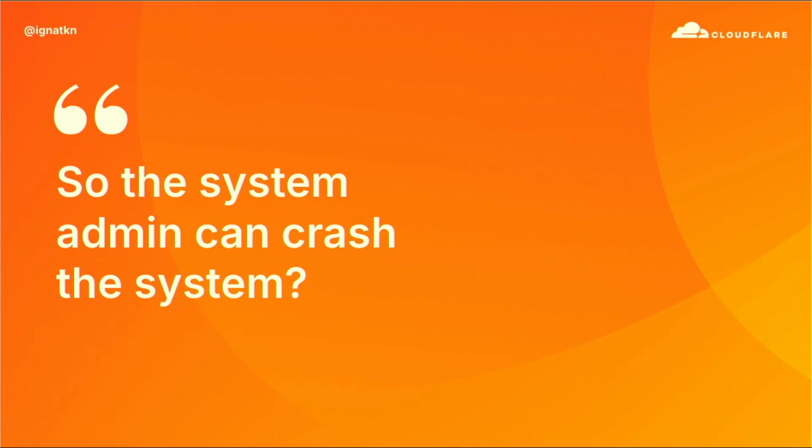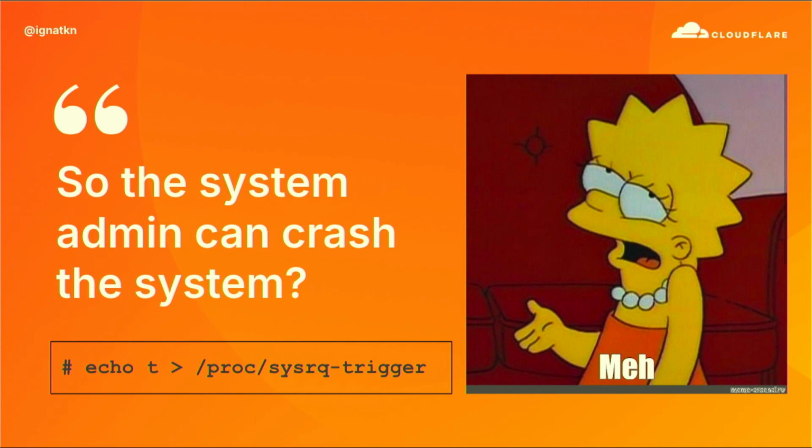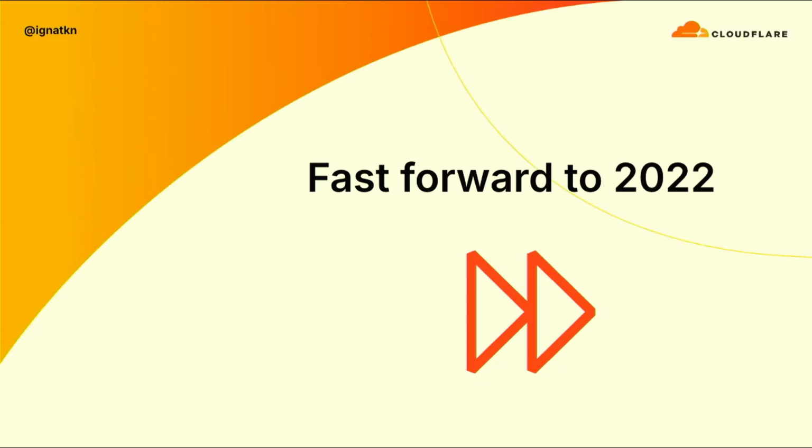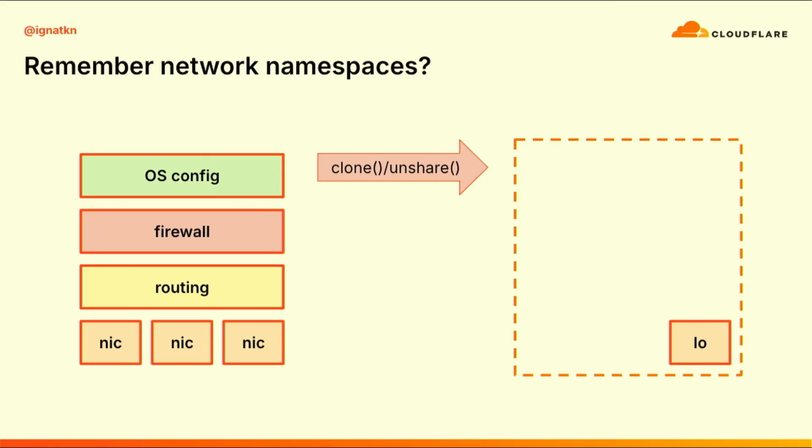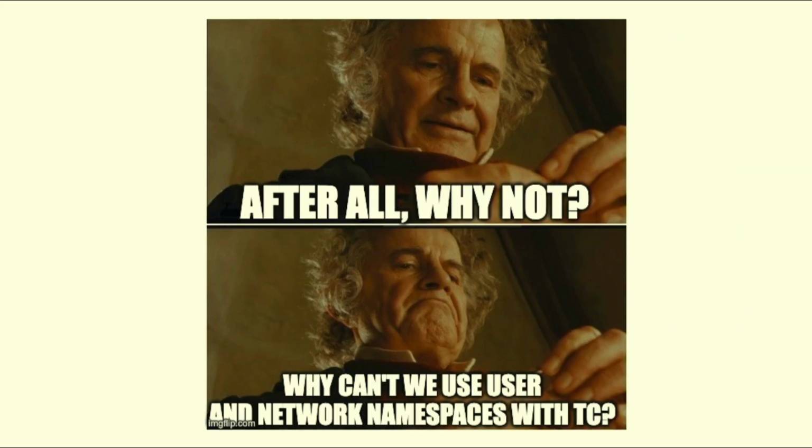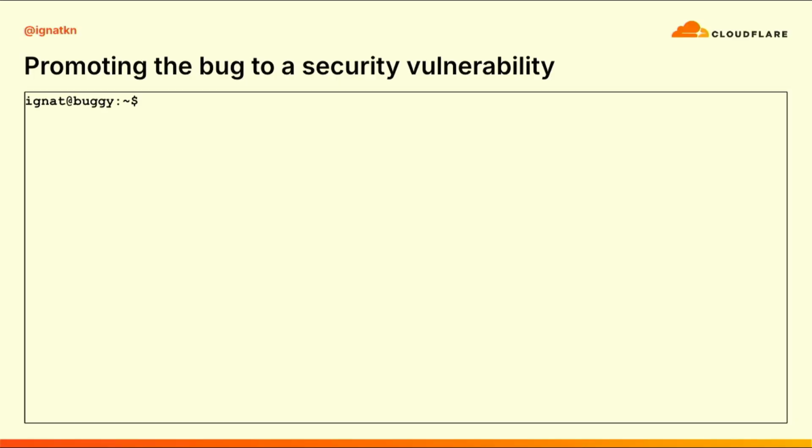So is it a problem? Yeah, it's a bug, right? The system admin can crash the system. But you can do the same thing officially in Linux, so it's not really a bug. Then we fast forward to 2022, and we were working on some network namespaces and had this idea in mind: after all, why not? Why can't I unprivilege myself into a container and try to mess with traffic control? So here is how to promote a bug to a security vulnerability.